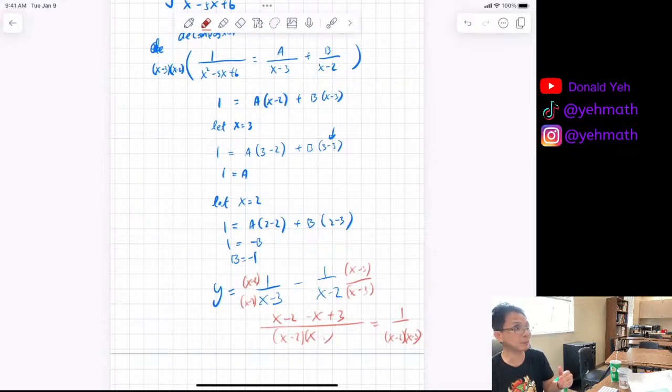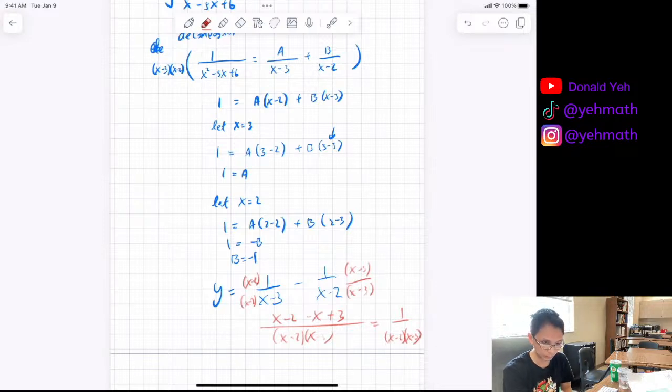So you decompose a fraction into linear factors. That is very, very important. It's called linear factor because on the bottom is x minus 3, x minus 2. It's not x squared minus 4, because that's not a linear factor. Okay?